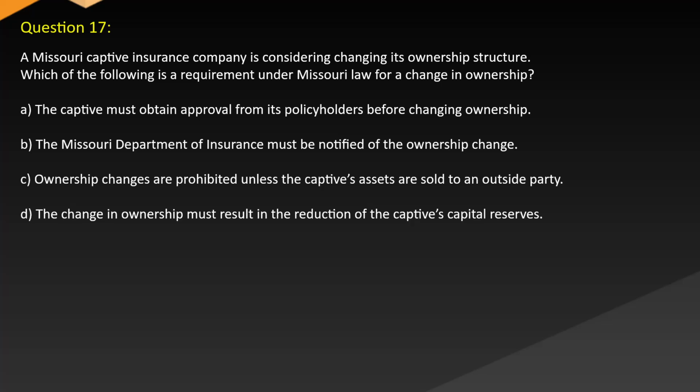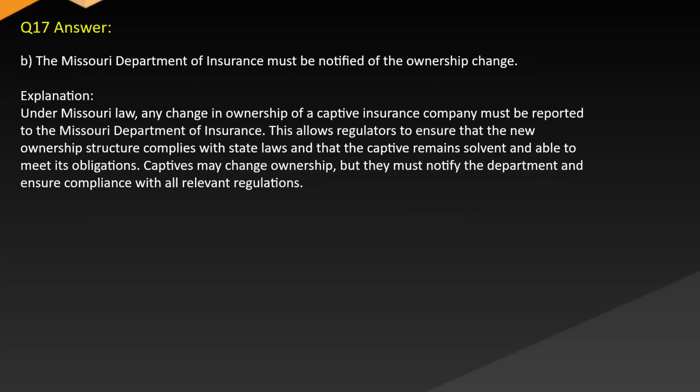Which of the following is a requirement under Missouri law for a change in ownership? A. The captive must obtain approval from its policyholders before changing ownership. B. The Missouri Department of Insurance must be notified of the ownership change. C. Ownership changes are prohibited unless the captive's assets are sold to an outside party. D. The change in ownership must result in the reduction of the captive's capital reserves. Answer B. The Missouri Department of Insurance must be notified of the ownership change.